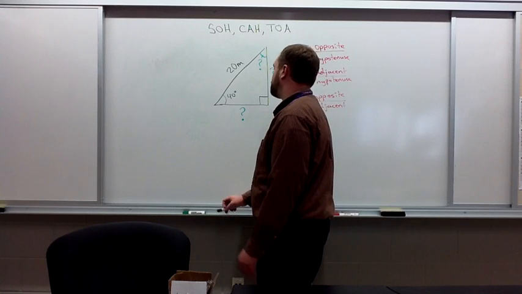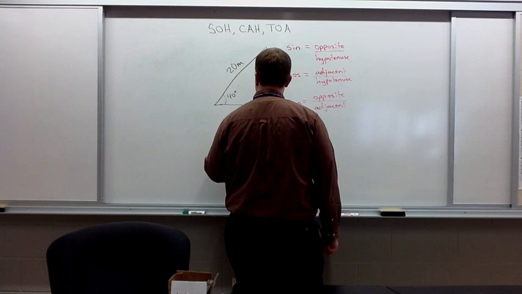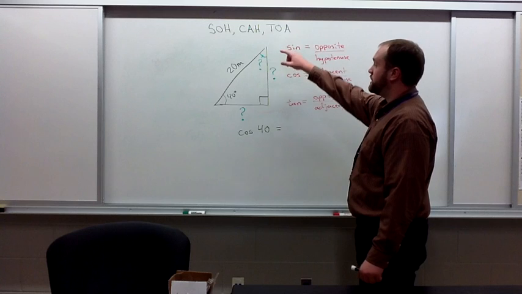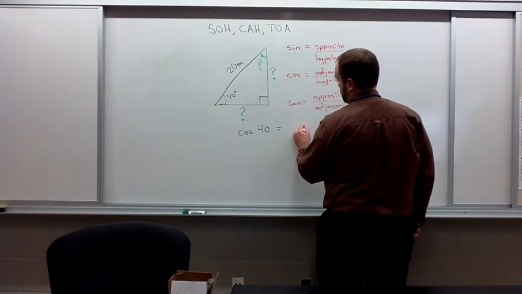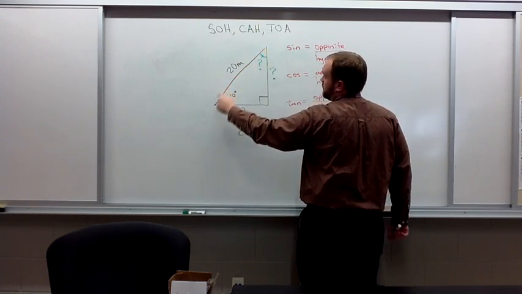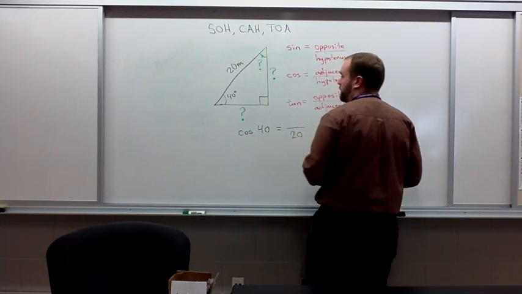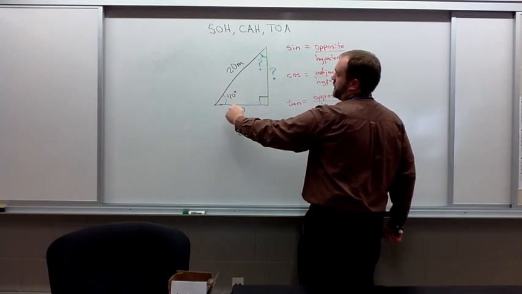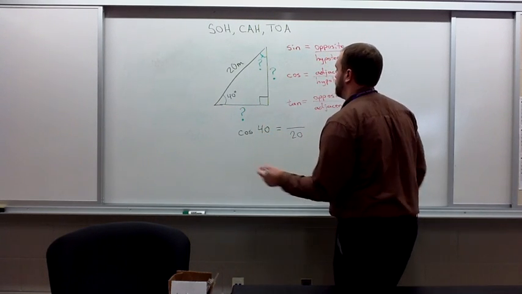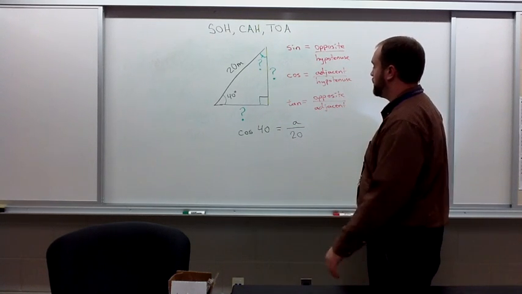So, for example, let's say I wanted to start with cosine. I could say that the cosine of 40 degrees is adjacent over the hypotenuse. Here's my 40 degrees. Okay, which one of these is the hypotenuse? This guy here is the hypotenuse. So it's going to be over top of 20. What is adjacent to the 40 degrees? This one down here is adjacent to the 40 degrees. Okay, and I'll just leave that as an A, because that's what I'm looking for. Call it an X, you call it whatever you like.